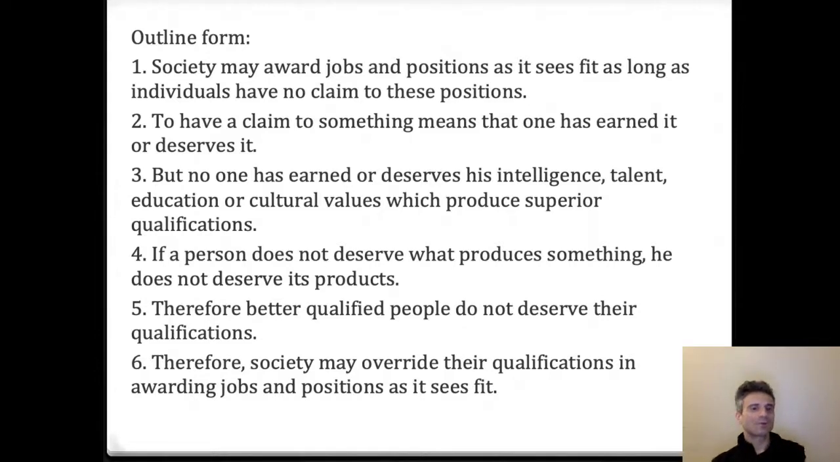So if a person does not deserve his or her skills, intelligence, and so on, it follows that better qualified people do not deserve their qualifications because they just have these qualifications by nature. Consequently, society can say, look, you don't deserve them, so don't complain if I give these positions away to people who don't have your qualifications.